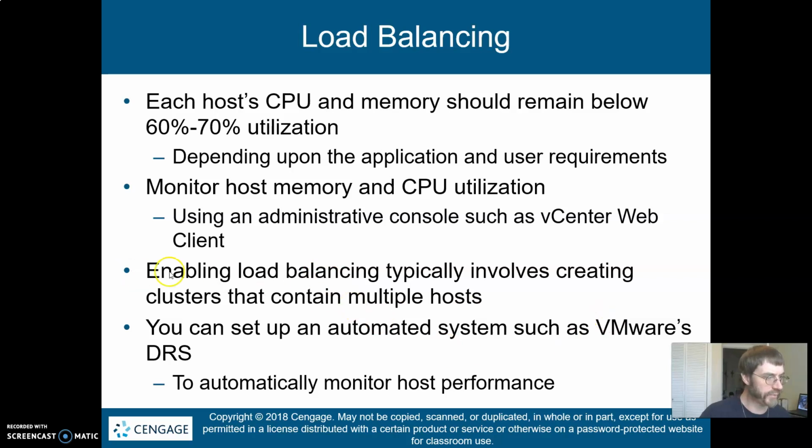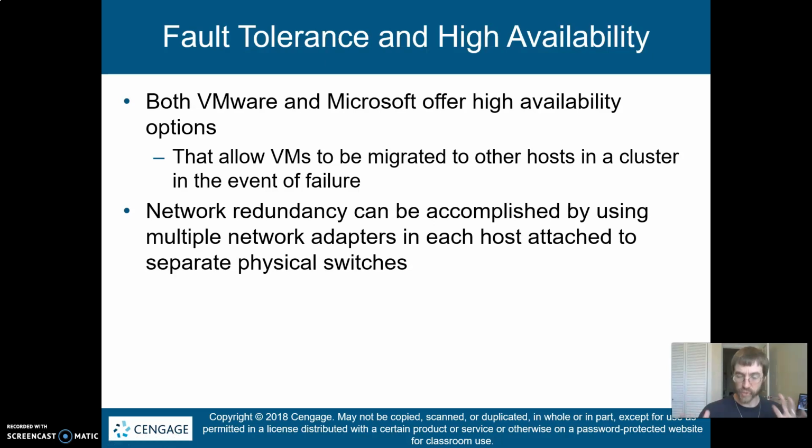Now, the other thing we can do with this is fault tolerance and high availability. Fault tolerance and high availability are almost the inverse, the other side of the coin, as far as load balancing is concerned. You may load balance to optimize performance. You can also shift hosts between systems to make sure that if a given host in the cluster has failed and needs to be replaced, rebuilt, troubleshot, etc., you just move things and keep rolling. Both VMware and Microsoft offer these options, and we'll explore them in due time.